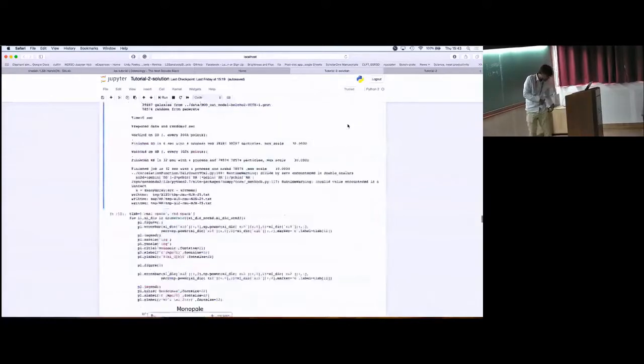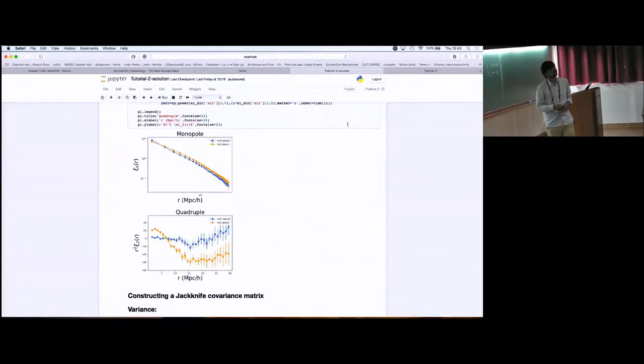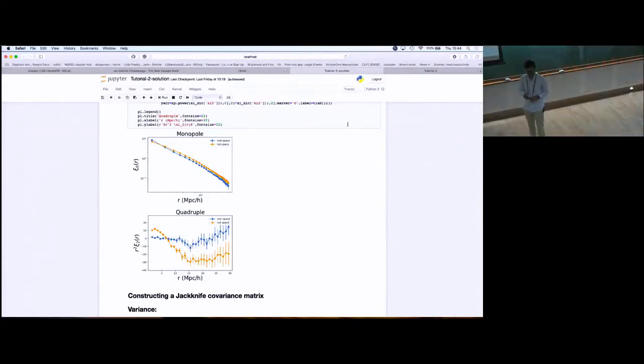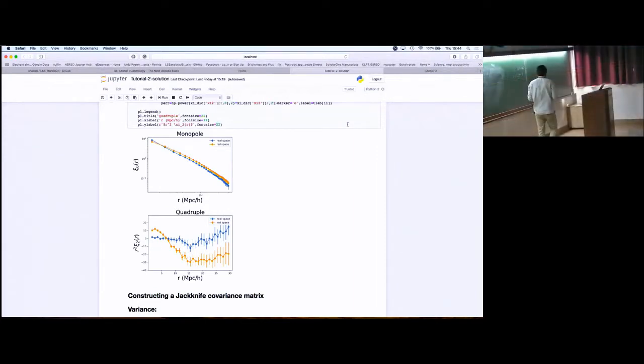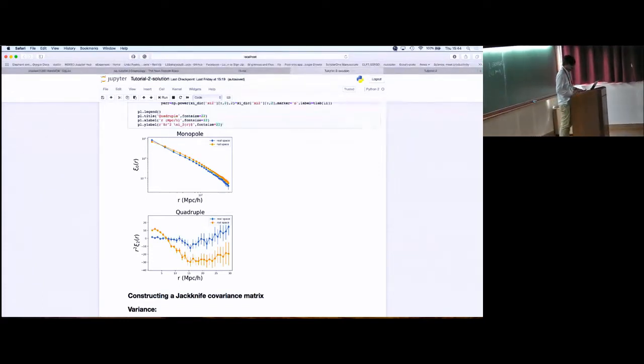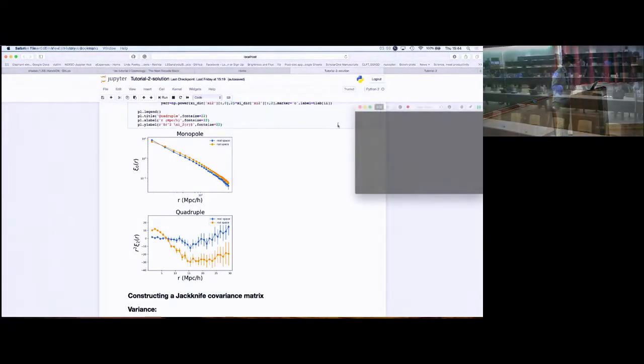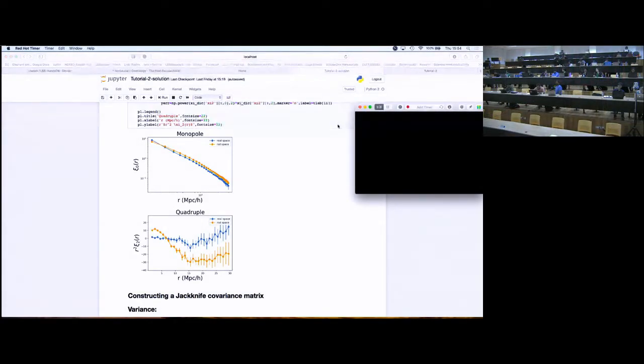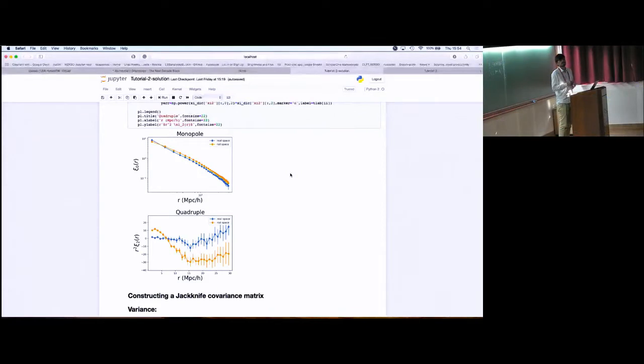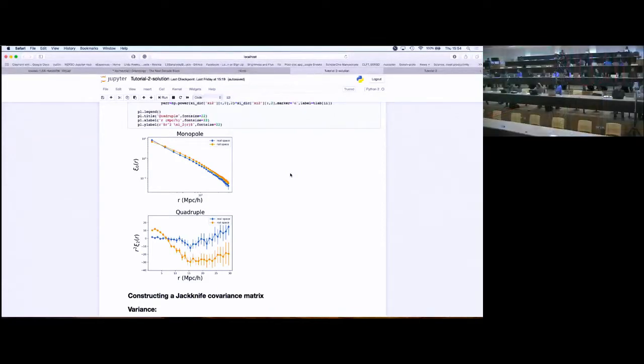Okay, so did anyone manage to finish and get the error bar on monopole and quadrupole? Something like this. So that's monopole and that's quadrupole with the error bars. I'll wait for 5 more minutes. Okay, so can I have a raise of hand? How many people did it? 1, 2, 3. So is everyone having trouble with some sort of error, or you're not understanding how to make a plot?